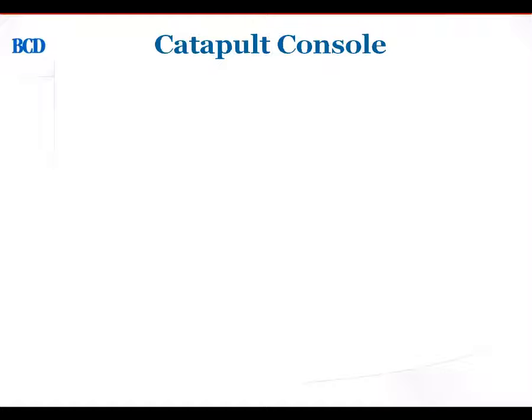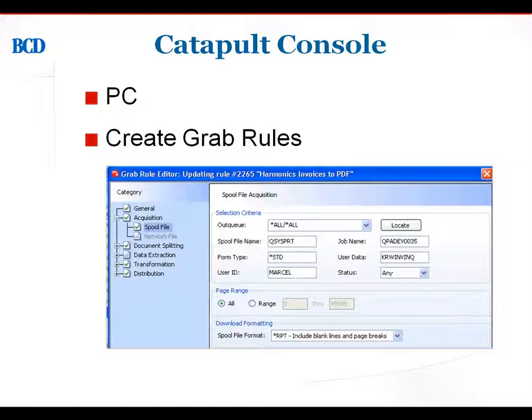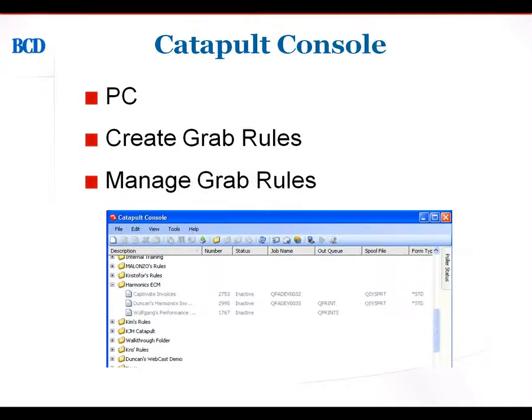So there's a little bit more of a breakdown. The Catapult console, so you would have this installed on your PC. This is where you create the grab rules. So a grab rule is telling Catapult which spool files to grab and how to process it. So you can have as many grab rules as you want. And the other thing about the console, it's also where you manage your grab rules. So you can have them sorted into folders. You might have it by department, like accounting, or by employee.